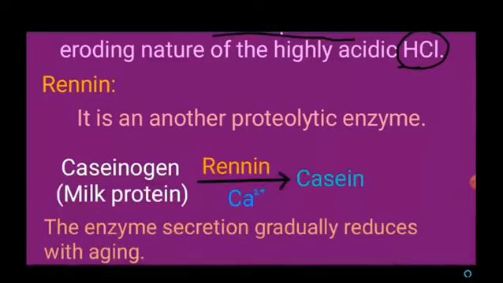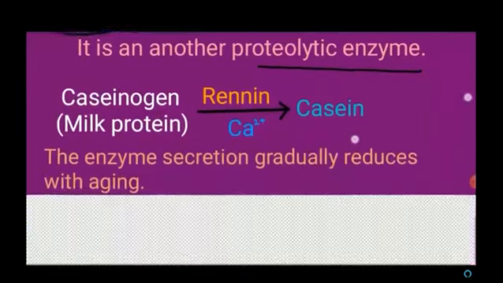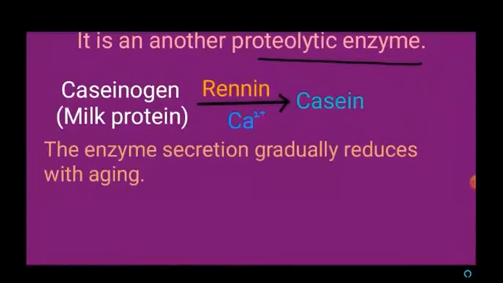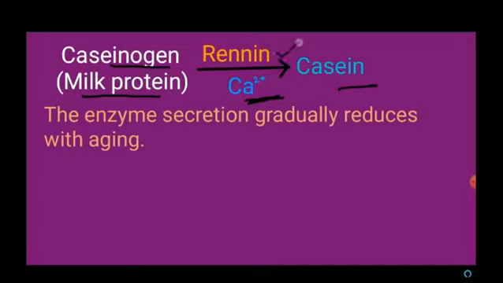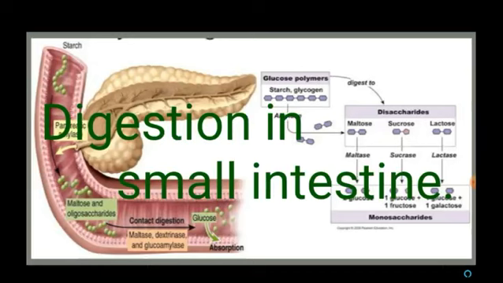Apart from these substances, the gastric juice also contains another proteolytic enzyme called renin. Renin acts upon the milk protein caseinogen in the presence of calcium ion. Thus it converts the caseinogen into casein. The enzyme renin is mostly found in the gastric juice of infants, and the secretion of this enzyme gradually reduces with aging. Next we are going to see about digestion in the small intestine.